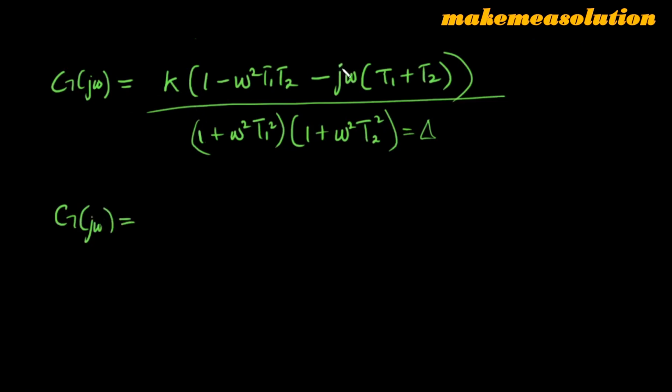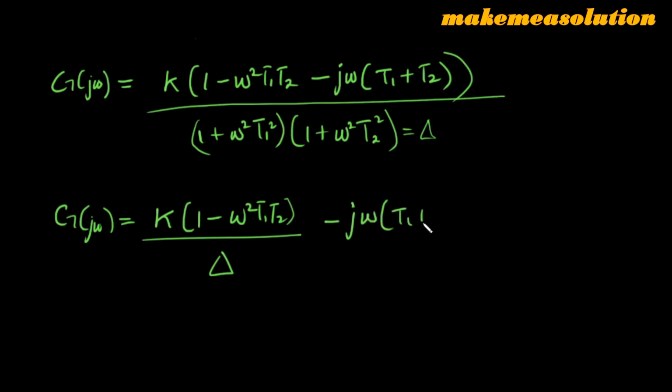So at the end of the day, my G of j omega is now going to be what? If you separate into real and imaginary parts, you have K into 1 minus omega square t1 t2 all over the denominator, that's this whole stuff, and you now have minus j omega into t1 plus t2 all over the denominator. Is that okay? Where the denominator is this whole expression. So we have successfully separated our G of j omega into real and imaginary parts.